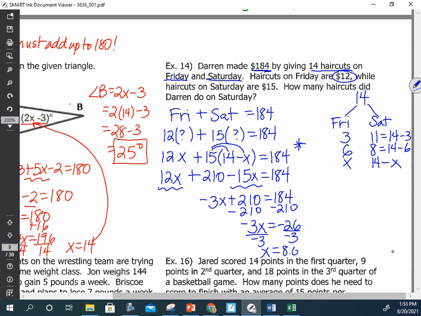So you're going to find that x is equal to 8.6 repeating. But you can't do 0.6 of a haircut. At least I'm not going to pay for 0.6 of a haircut. So that's 9 haircuts on Friday. That's nice. But they didn't ask for Friday. They asked for Saturday. So to get the Saturday haircuts, you have to do 14 minus 9, which is 5. So 5 haircuts on Saturday.